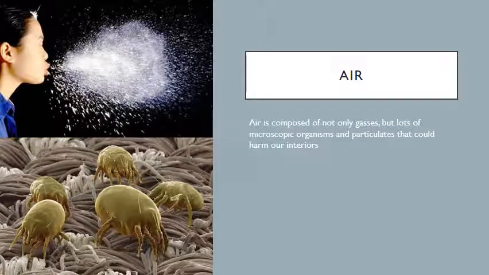Air is not nearly as safe as we want to think it is. I mean, people are always like, we have oxygen in the air. That's true. But we don't have pure oxygen in the air. If we had pure oxygen in the air, it'd be so flammable, if anybody had a spark, the entire atmosphere would go up. Air is composed of lots of different gases, oxygen being one. But it also is composed of a whole bunch of small particles, microscopic organisms, particulates that can harm your interior.